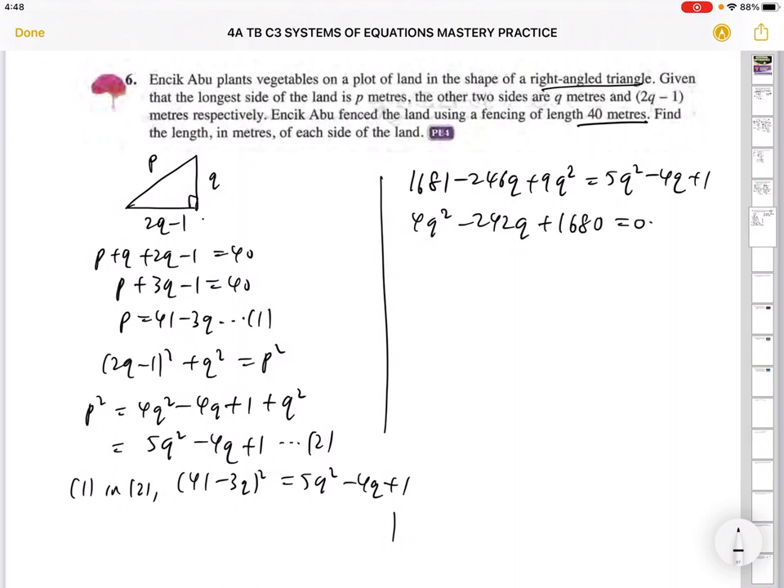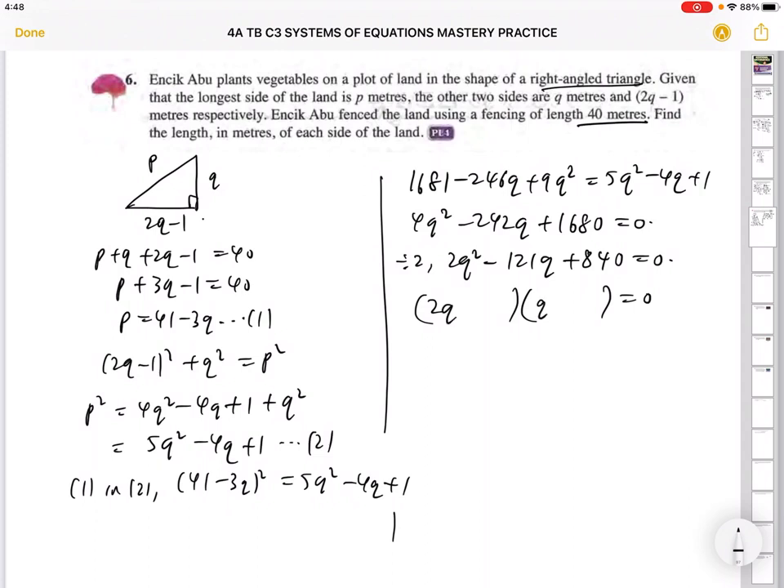I can't divide by 4. I can only divide by 2 because 24 divided by 4 is 6. Then 2 divided by 4 is 0.5 there. So I don't want to divide by 4. I divide by 2. I get 1, 2, 1. This is 840. Okay, this one, if you can't factorize mentally, use a calculator or use quadratic formula.